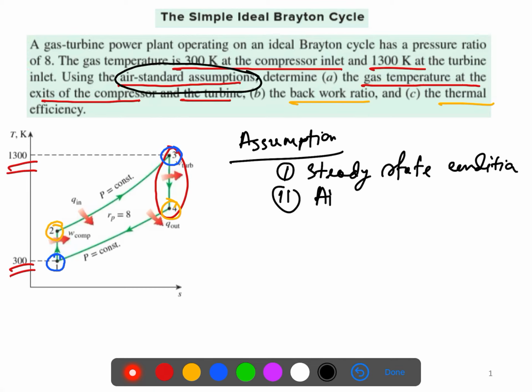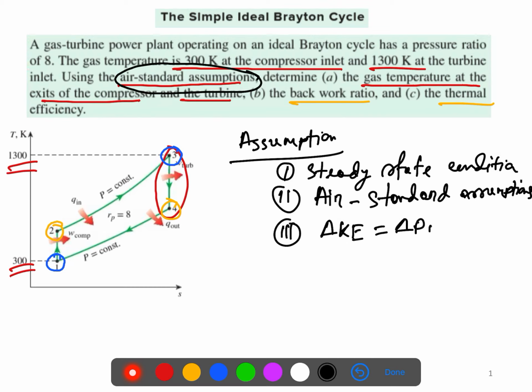The second assumption is the air standard assumptions. I'm not telling the air standard assumptions again here. You can see them from the lecture slide, and we already discussed it. So the air standard assumptions are applicable here. Okay, so that's the second assumption. Third assumption, we can say the kinetic energy change and the potential energy change are negligible. Okay, so we can say it's very close to zero. So that's all of our assumptions.